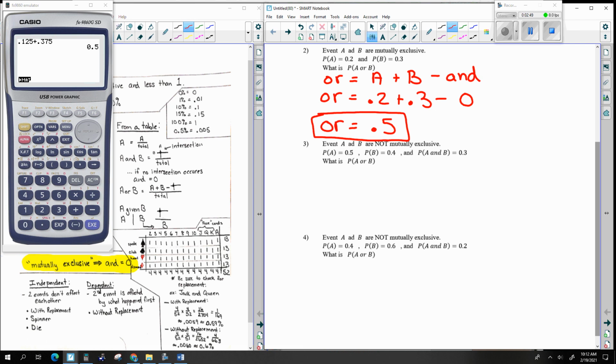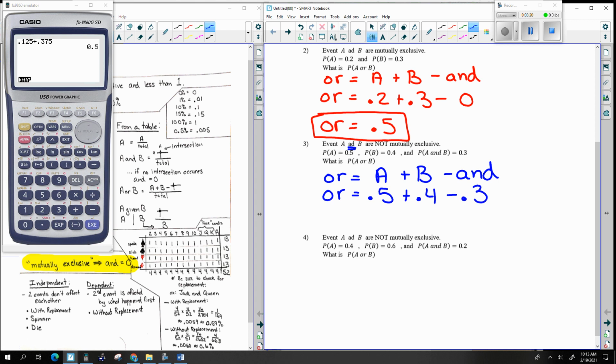All right. Now, these are problems that are not mutually exclusive. I think this is supposed to be the word and. I'll see about getting that fixed. So A and B are not mutually exclusive, that means it has an and. The question is still or. Or is A plus B minus and. So or in this situation is 0.5 plus 0.4 minus 0.3. That comes out to be 0.6.